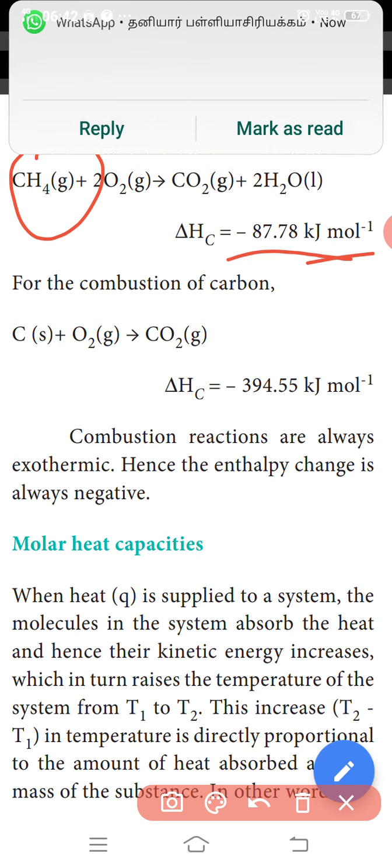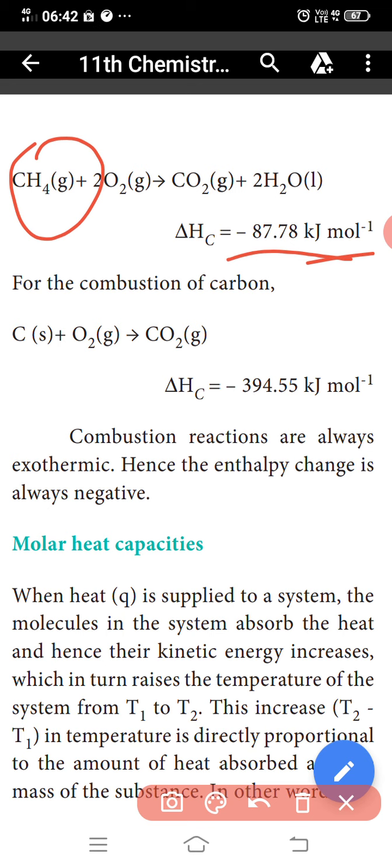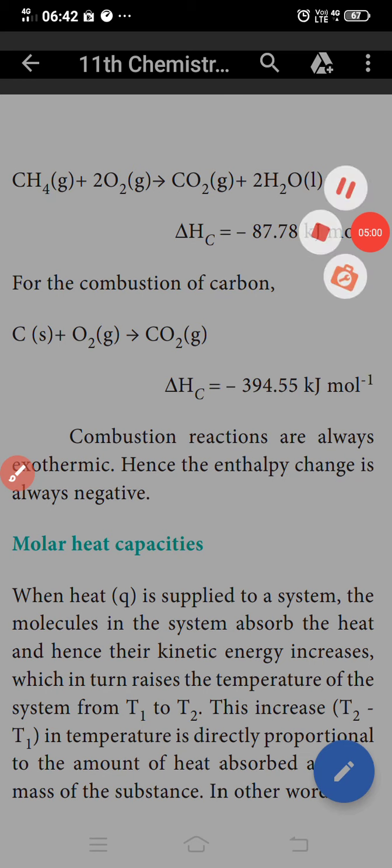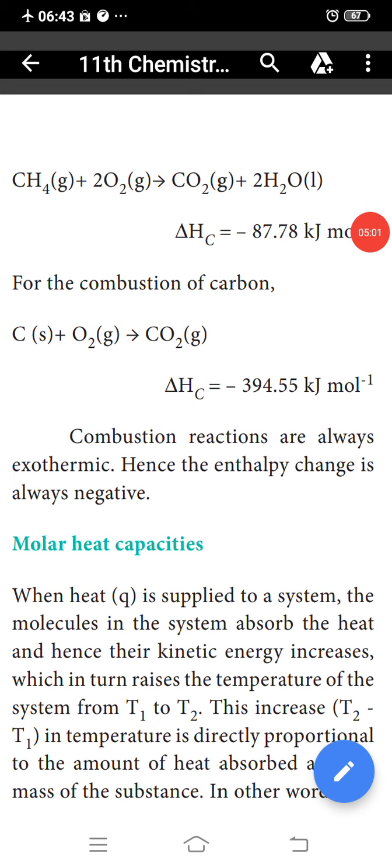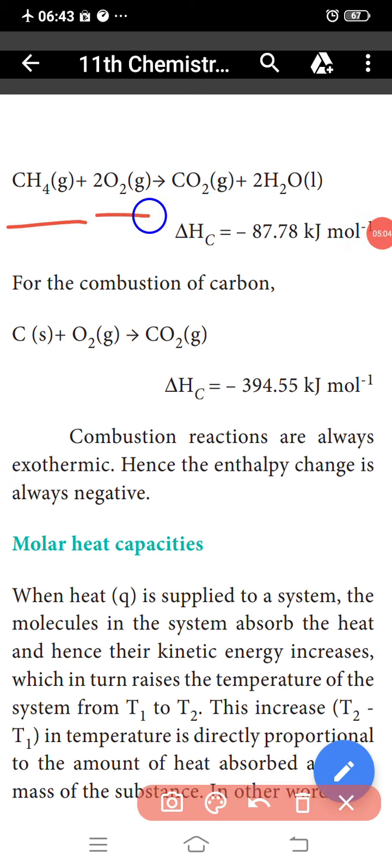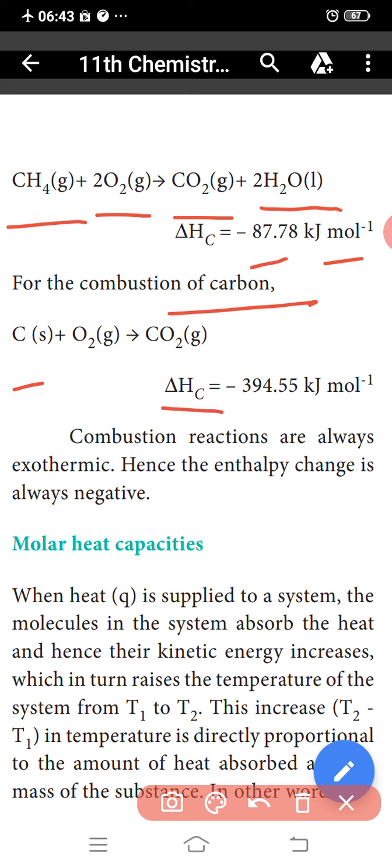Okay, this is the heat of combustion. This is the equation: CH4 plus 2O2 gives CO2 plus 2H2O, and the heat of combustion value is minus 87.78 kJ per mole. Therefore, for the combustion of carbon, the value is minus 394.55 kJ per mole. Combustion reactions are always exothermic, hence the enthalpy change is always negative.